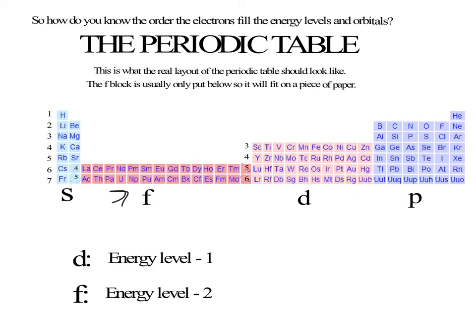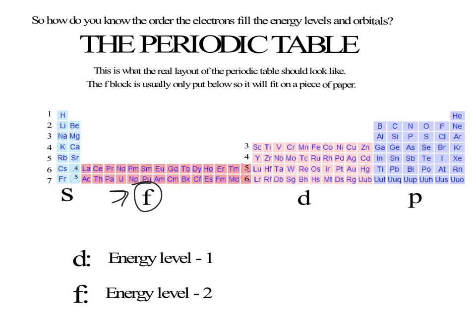Now, the reason they pull it out is for a pretty simple publisher reason. They need it to fit on one piece of paper. So they pull out this F block, they stick it underneath, and they just kind of say, hey, don't forget that these 2 rows are there.